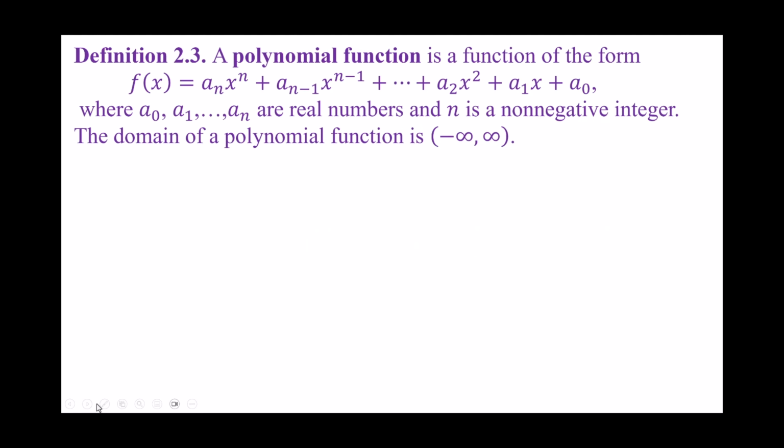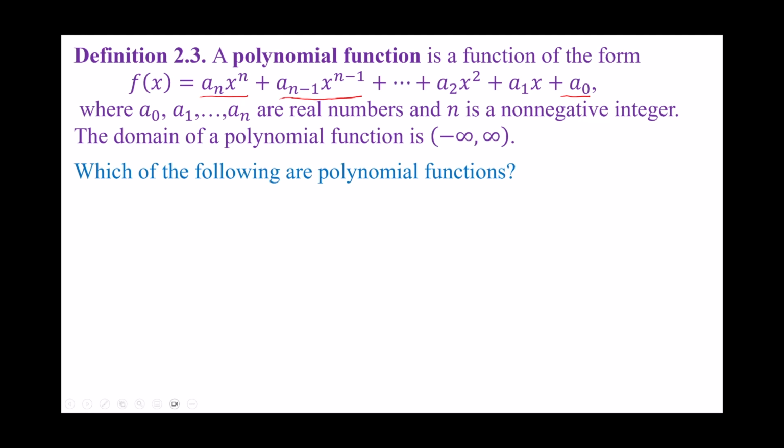A polynomial function is a function of this form, where we have f of x equals a sub n x to the n plus a sub n minus 1 x to the n minus 1, all the way down to a sub 0. Now, a sub 0, a sub 1, etc., are all just real numbers, and n is a non-negative integer. So a polynomial means that we have a bunch of terms added together, where we have a coefficient and then an x to some power, where that power is just a positive integer or 0. It could just be 0. The domain of a polynomial function is all real numbers.